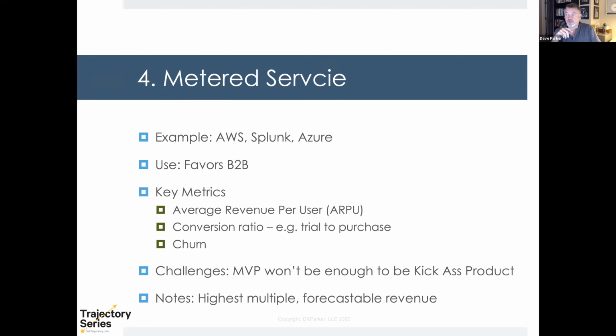But your key metrics there are your average revenue per user and conversion ratios, just like subscription churn. But then we're looking at what the annual usage value is. Is the annual usage going up or is it going down? That's one of your key metrics there. This one definitely has the highest multiple of revenue, even above subscription. And like I said, I'll walk you through what the economics are too. So that's metered service.